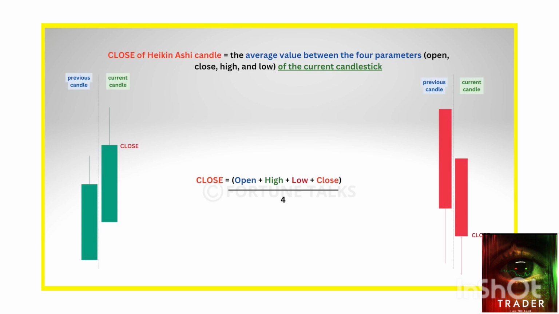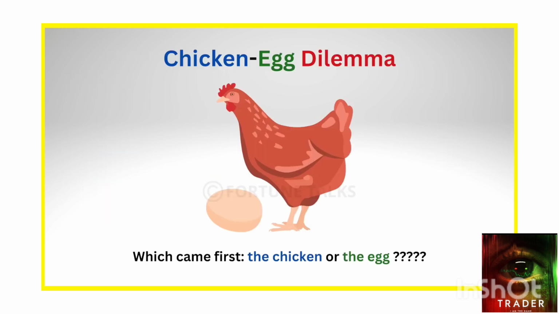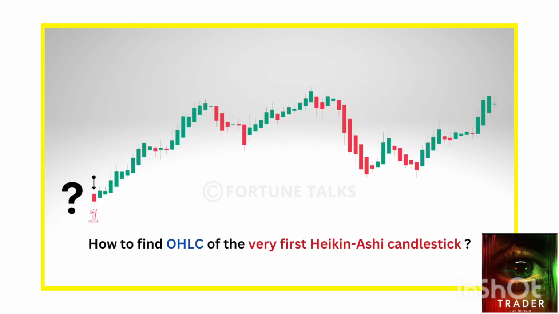These calculations are really simple. But here we have a chicken and egg dilemma. Which came first, the chicken or the egg? Remember the fact that we need the previous candle for the current candle calculation.